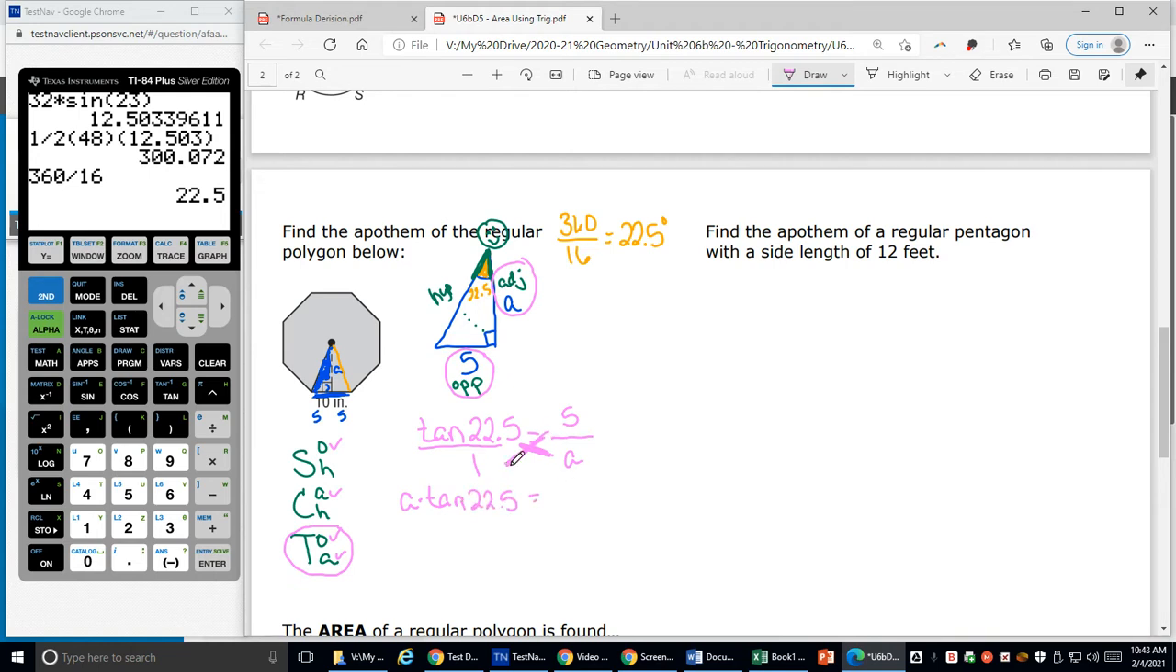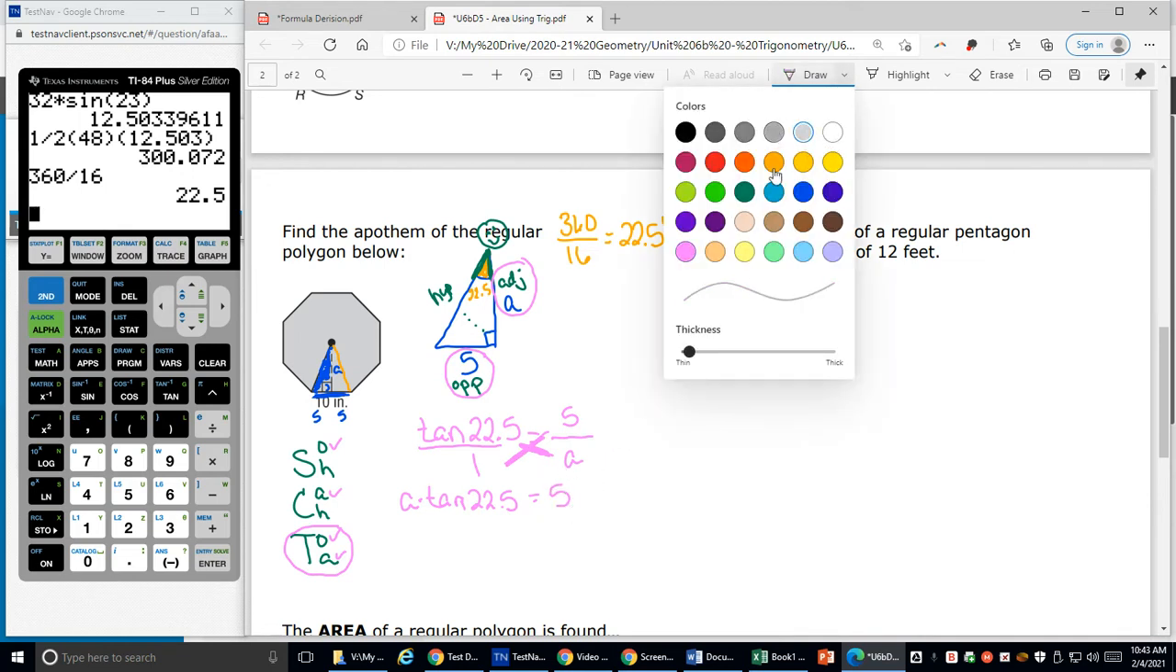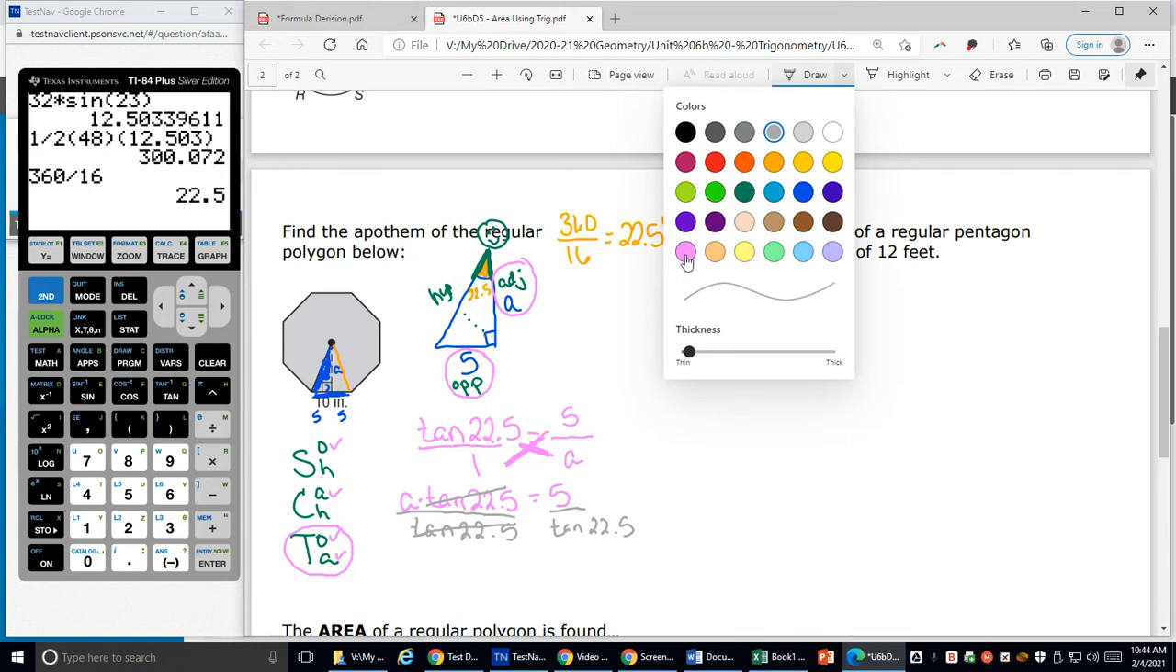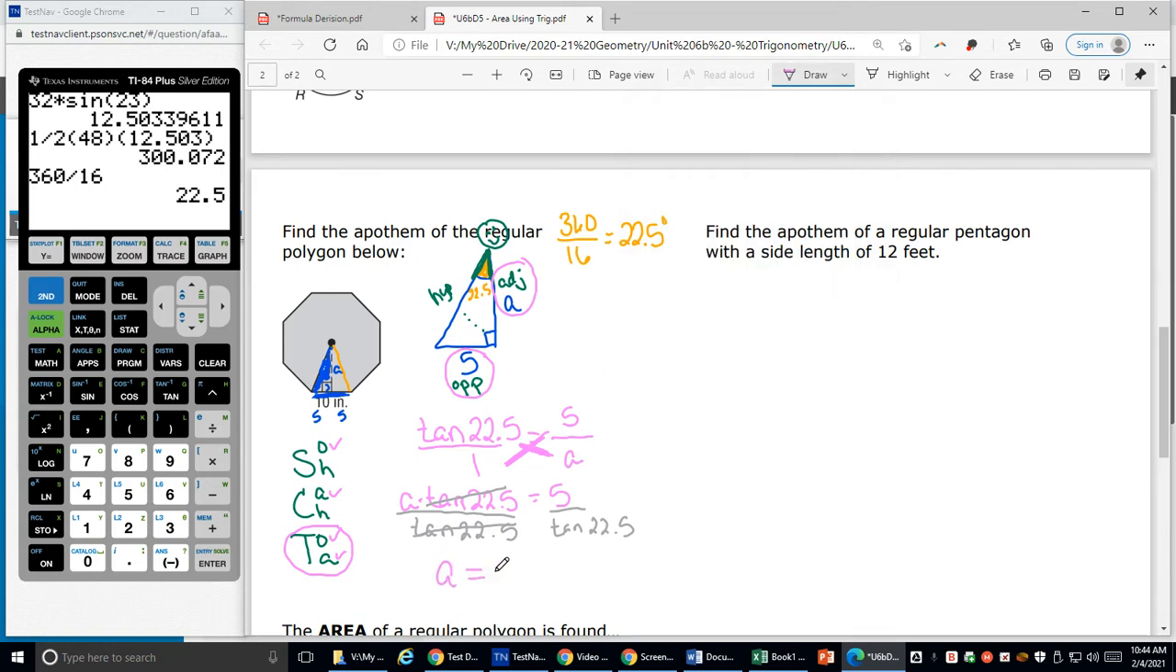Equals 5 times 1. So I need to get rid of that tangent of 22.5 that's on the left side being multiplied to the A. I'm going to divide by the whole thing, tangent of 22.5. So on this side, I'm just going to have my A. And on the right-hand side, I'm going to have 5 divided by the tangent of 22.5.